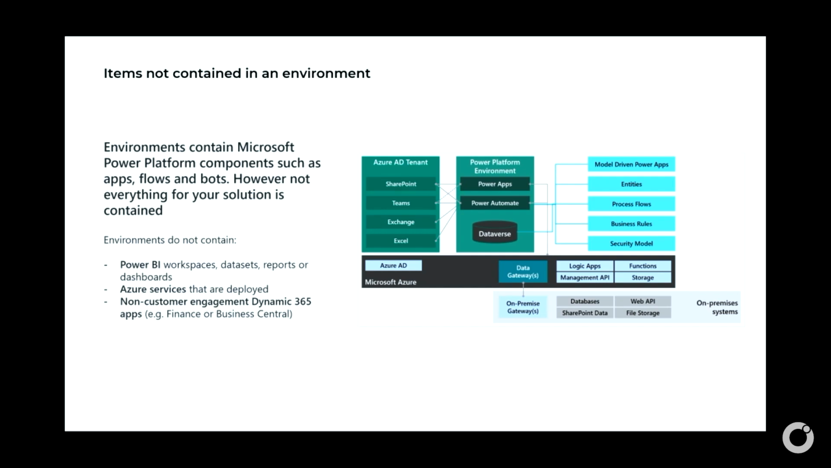The next thing is to consider things that are not part of your environment, but part of your solution. So things like any Azure services, any on-premise services that you need to access, any SharePoint sites, any Teams, wherever the solution integrates that's not part of the environment. It's really important to consider that and understand how that impacts not just your development, but also your deployment. So any Azure services that you've got deployed, any Power BI workspaces or dashboards.